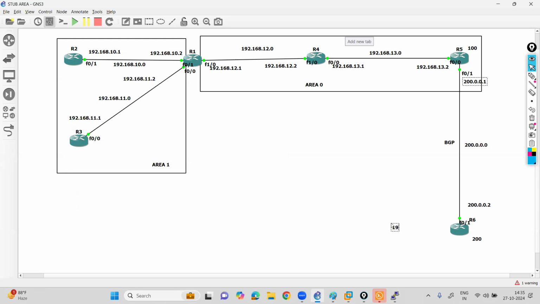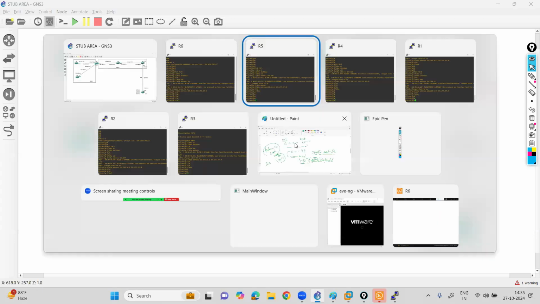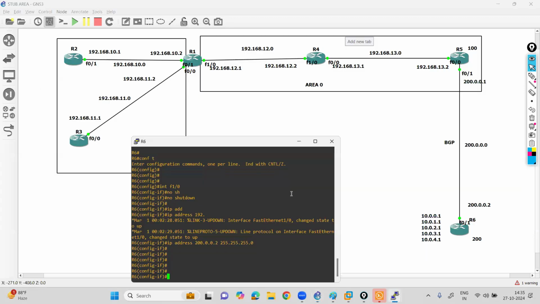That is 10.0.0.1, right? 10.0.1.1, 10.0.2.1, 10.0.3.1, 10.0.4.1. Okay. I'm just going to provide these loopback IP addresses. So let's go to router number 6.